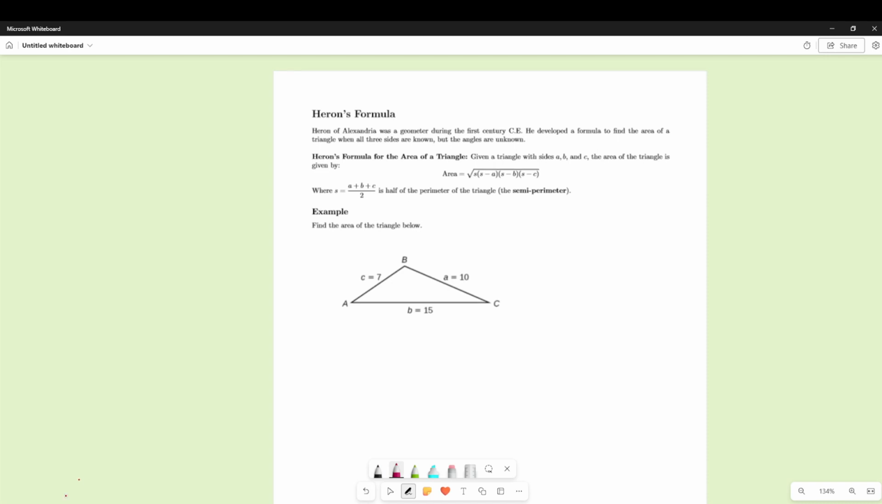Now, it's very possible to use law of cosines to figure out this other angle. We know that a squared equals b squared plus c squared minus 2bc times the cosine of that angle, angle A. So we could find that angle A, and as soon as we have that angle A, we could use our tool for area that we've been using. But they didn't have that back in ancient Greece.